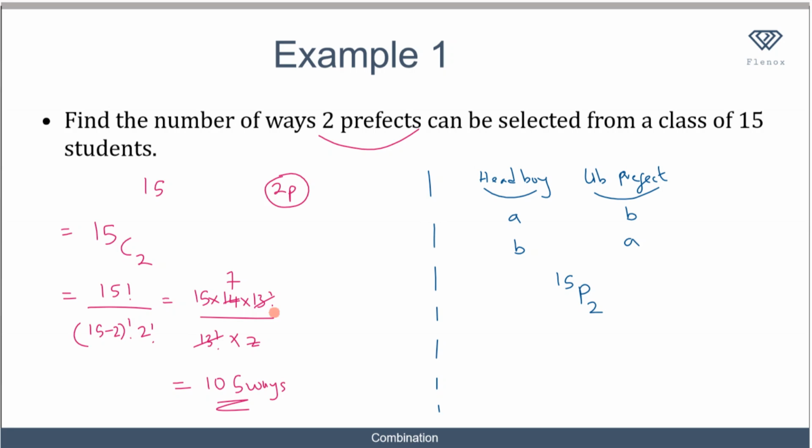If the answer to that question is yes, then you know you are going to make use of permutation. But if the answer is no, then you know that you're going to make use of combination. As in this case, the answer was no, because we're just interested in selecting 2 prefects. Either we select A first and B second, or B first and A second, it does not matter. So we made use of combination. So you have to take really good note of that.